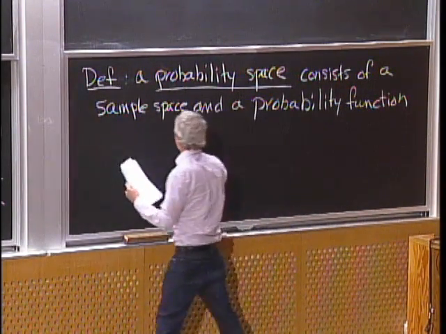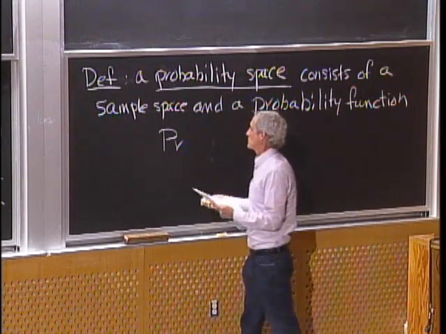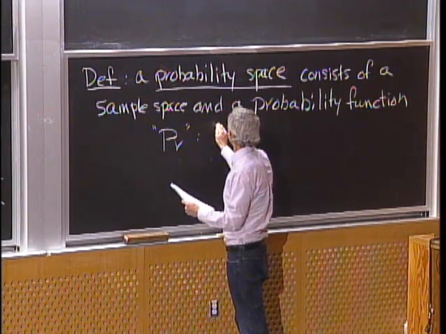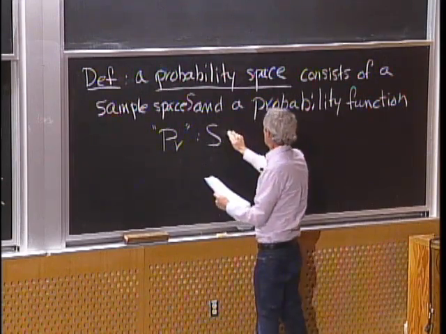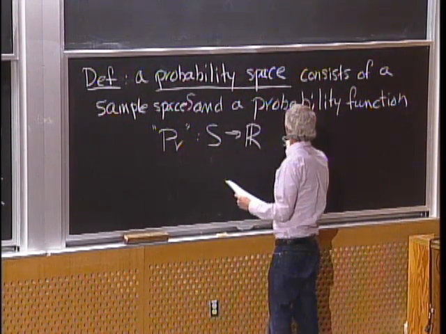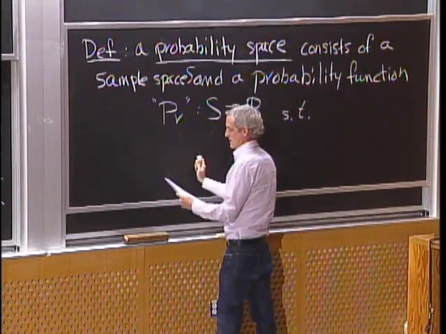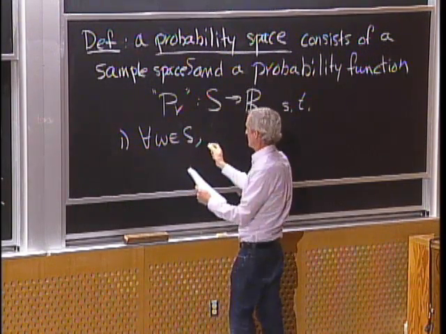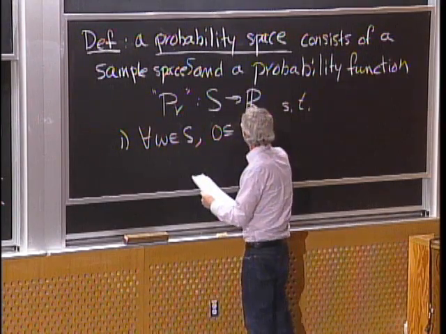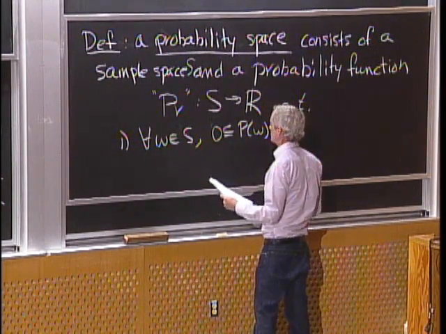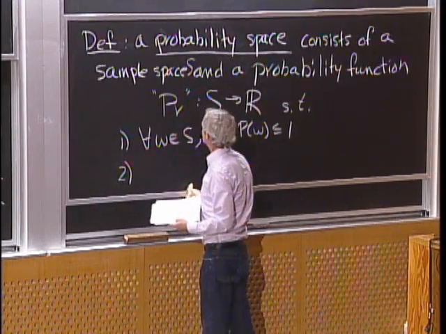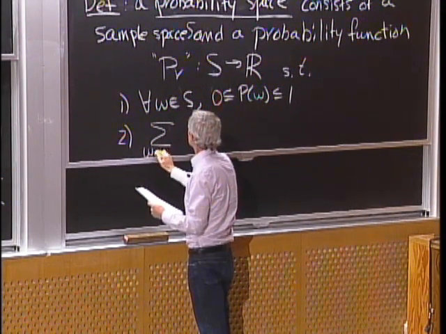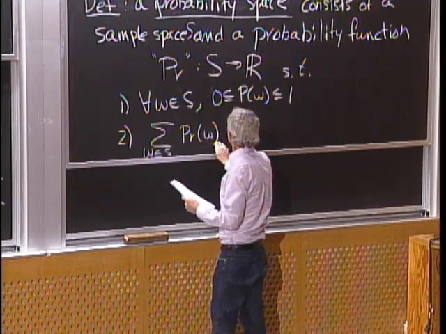That maps, and we call this function usually PR. Sometimes it'll be F or something like that. But PR maps the sample space, S, to the real numbers, such that, first, for every outcome in the sample space, the probability of that outcome is between 0 and 1. And second, if you sum up the probabilities of all the outcomes, you get 1. So the sum over all outcomes of the probability of the outcome is 1.